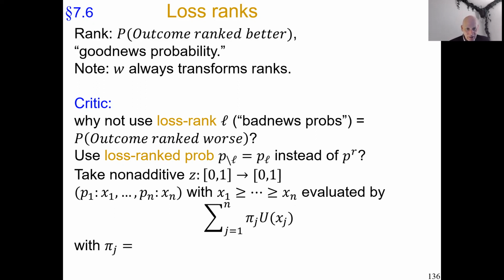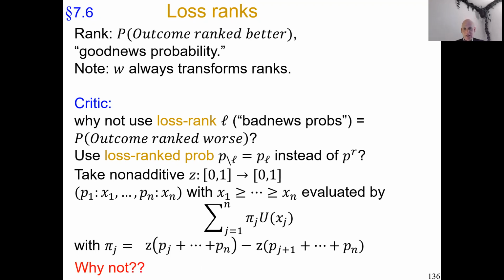So let me write it. There's the decision weight. I hope you see that this probability here is the loss rank, the probability of getting an outcome ranked worse than xj. Now how much do I gain in terms of Z if I add the outcome probability pj to it? That value is the decision weight that we use here. So this is what our critic says. And then why not do what he says?